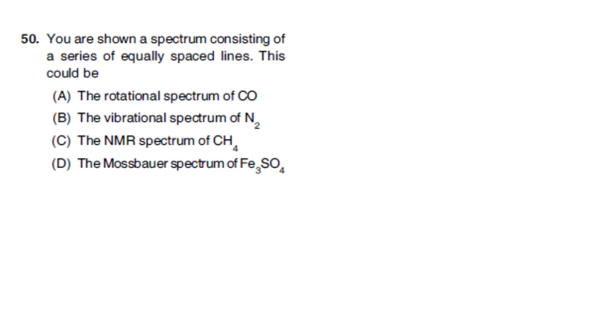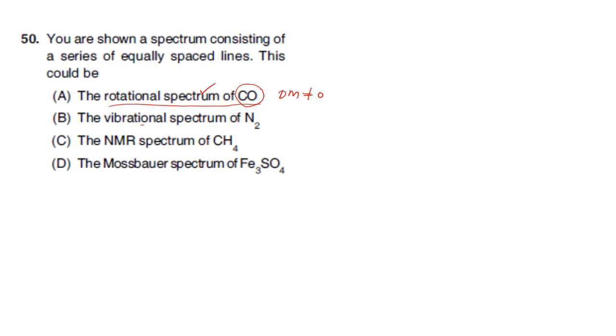You are shown a spectrum consisting of a series of equally spaced lines. This could be: the options are rotational spectrum of CO, vibrational spectrum of N2, NMR spectrum of CH4, or Mossbauer spectrum of Fe3O4. Let us check one by one. The first one is the rotational spectrum of CO. To produce a rotational spectrum, the molecule must have a permanent electric dipole moment. Carbon monoxide has a permanent electric dipole moment, so this may be the answer.